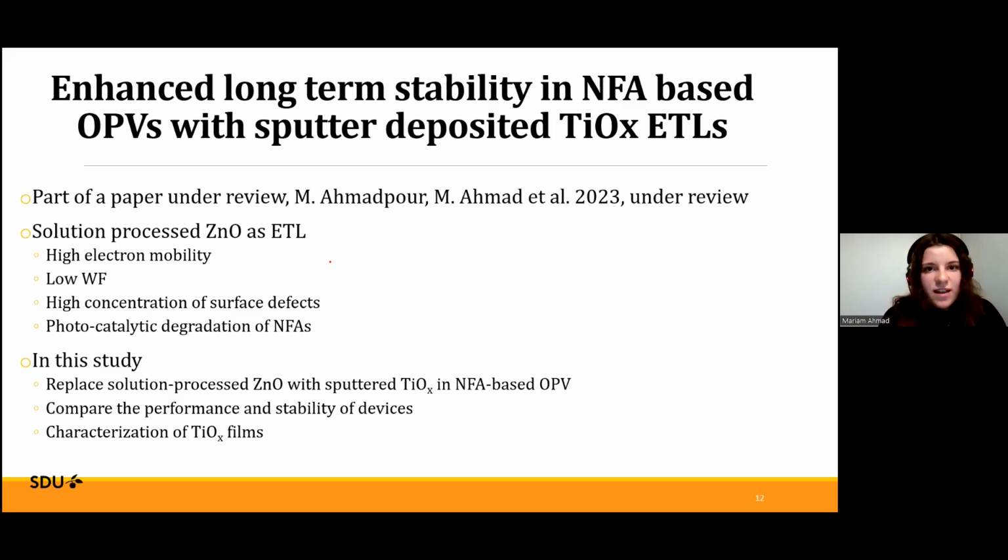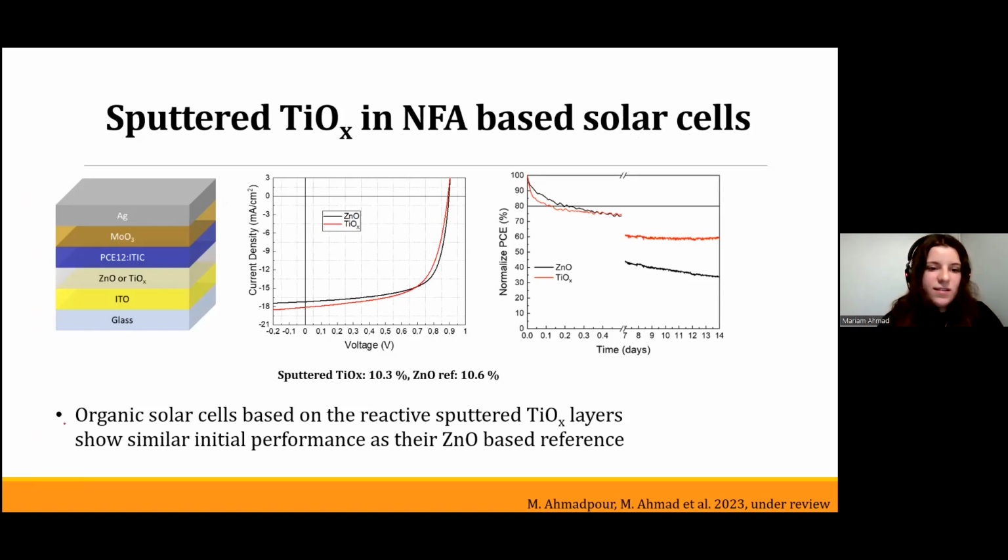So these issues can be overcome by, for example, trying to passivate the surface defects in solution processed zinc oxide and thereby passivate this effect, or by replacing solution processed zinc oxide with another metal oxide ETL. And this is what has been done in this study. So we have basically replaced the zinc oxide in NFA-based OPV with the sputter-deposited titanium oxide. So these are the devices that were made. We use PCE12 as a polymer donor and ITIC as an NFA. And then the devices either had solution processed zinc oxide or titanium oxide as an ETL.